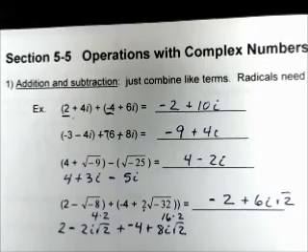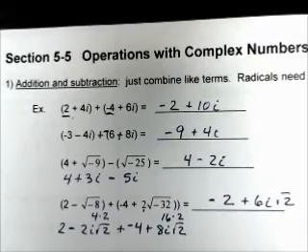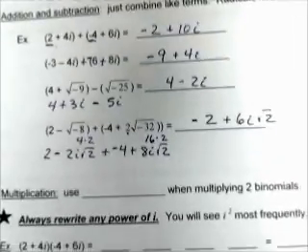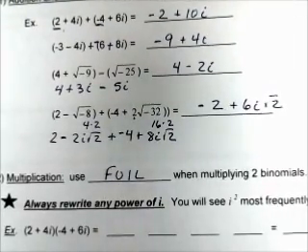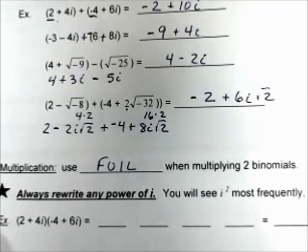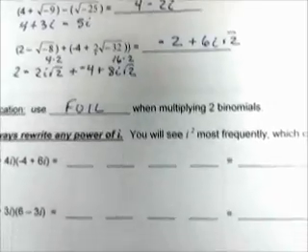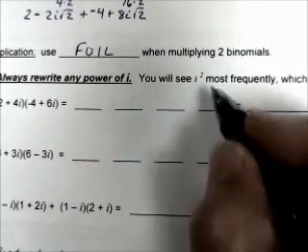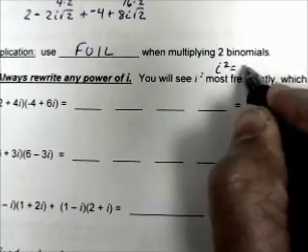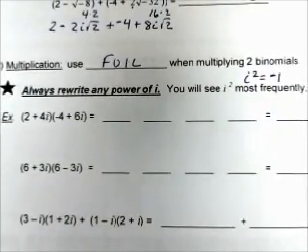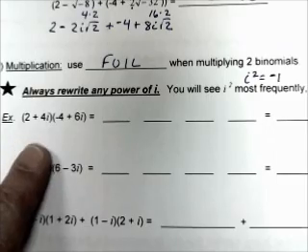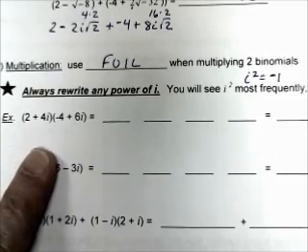Now, for multiplication, we use FOIL when multiplying binomials. Always rewrite any power of i. You will see i squared most frequently. And remember, i squared is equal to negative 1. Okay, so here we have 2 plus 4i times negative 4 plus 6i.